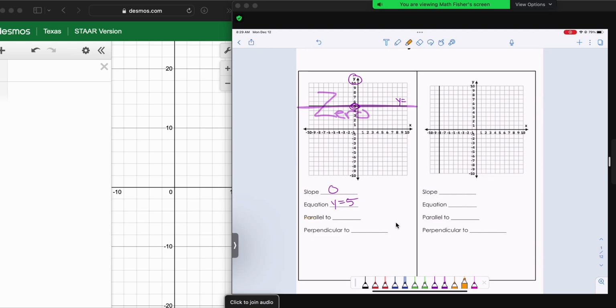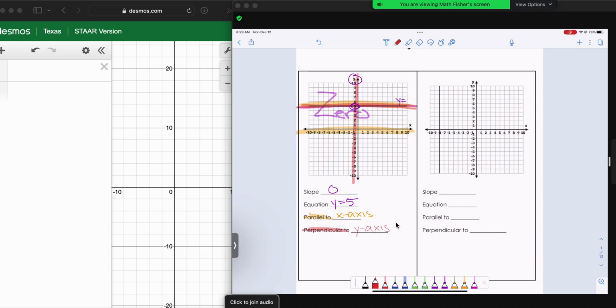And then we have parallel. This line is parallel to the x-axis because they do not touch. X-axis. And this line is perpendicular to the y-axis because it touches the y-axis.